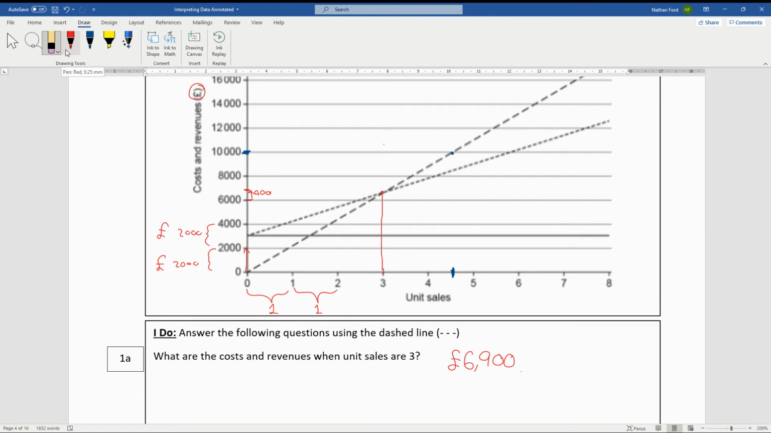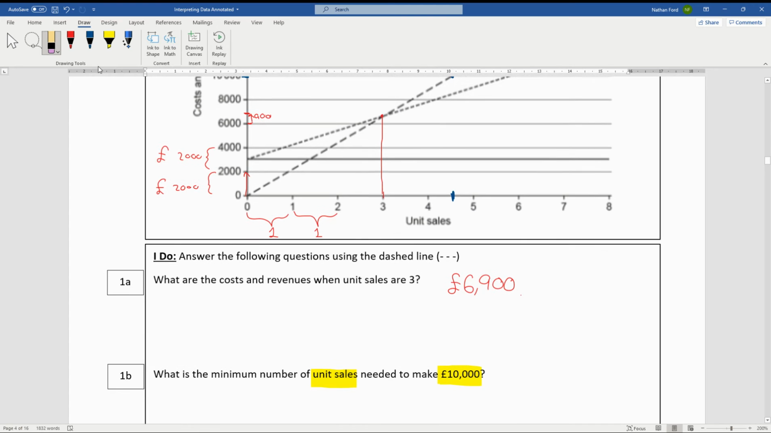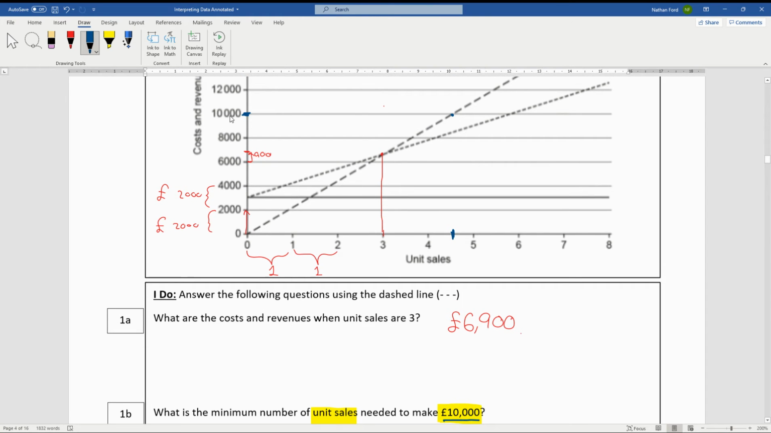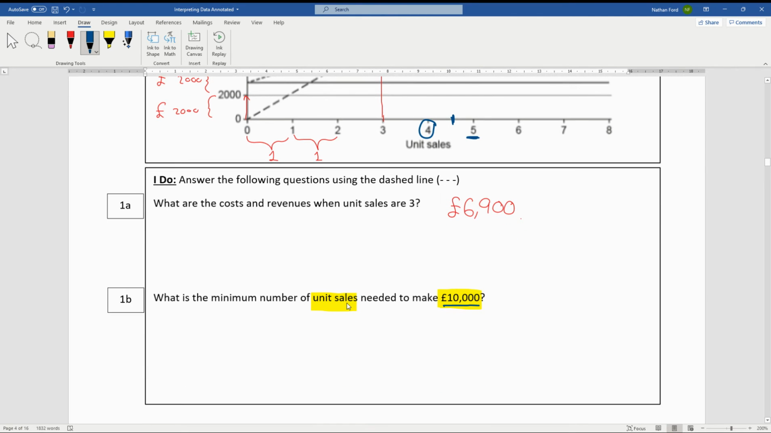It doesn't really work. So in this case, if we go back to the question, now this is another piece which is really important. We go back to the question: what is the minimum number of sales to make £10,000? To have a revenue of £10,000, I need the minimum amount. If I sold 4, I would make less than £10,000. So I need to sell 5. So the answer to that question would be 5 units.